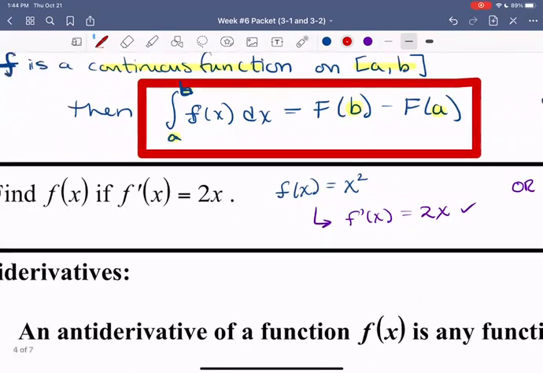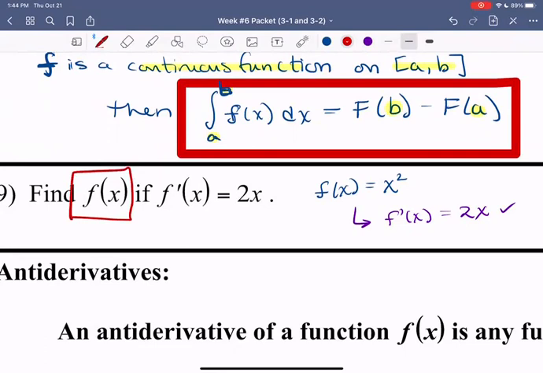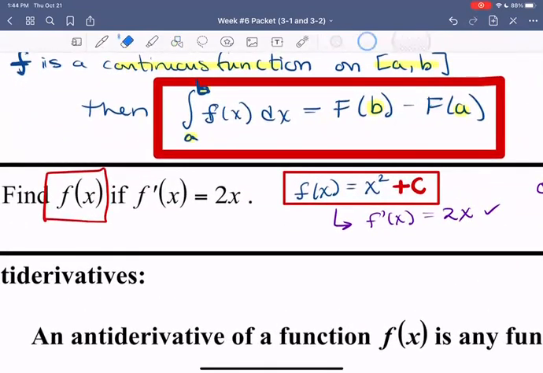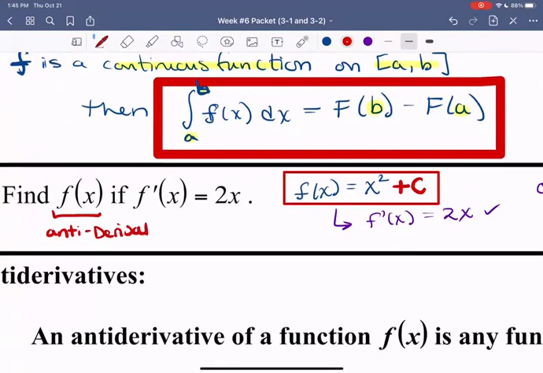So in general, when we're finding this antiderivative of a function, so in this case, f is the antiderivative of f prime, we write a plus c here. And that's just to denote that our antiderivative is going to be any function of this form, where c is just any constant. And just to recap here, f would be called the antiderivative of our function f prime.